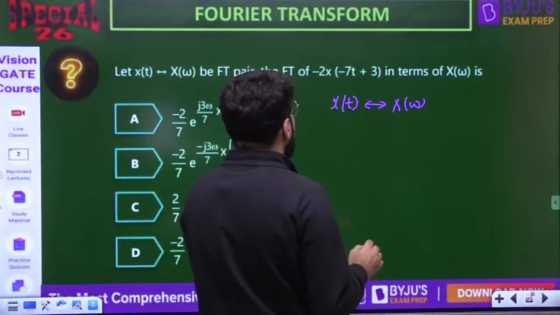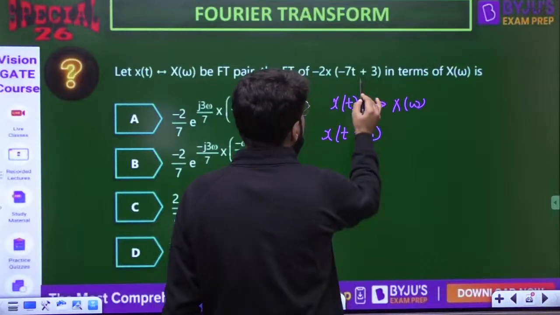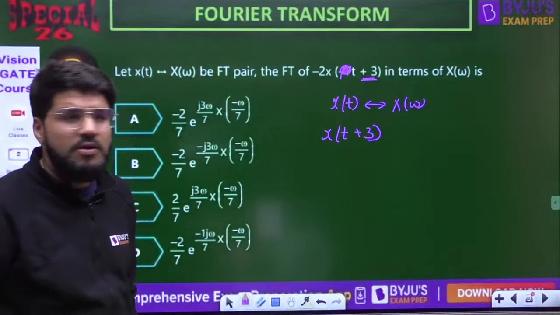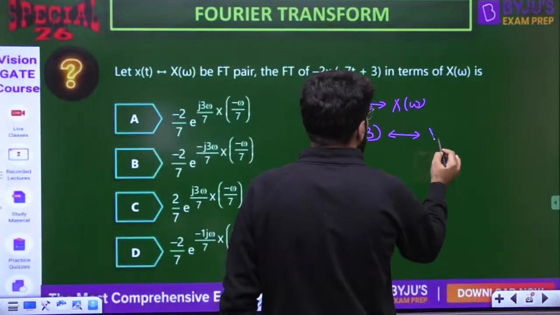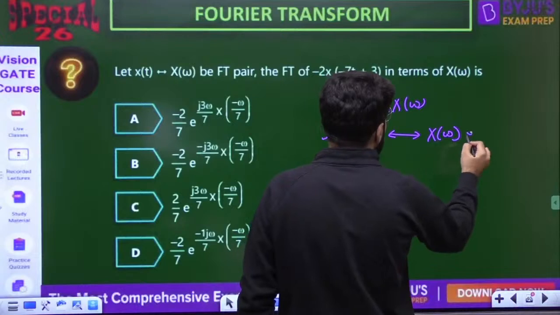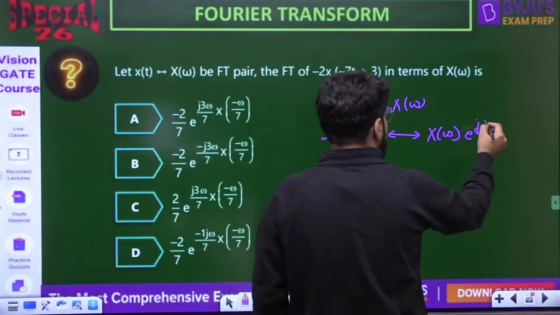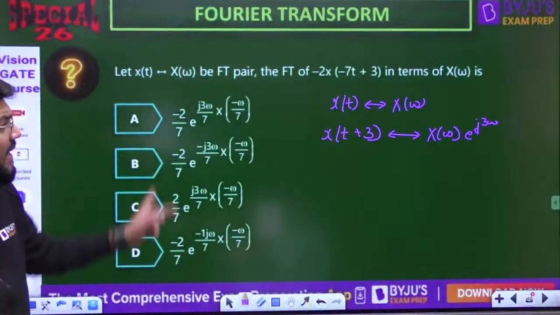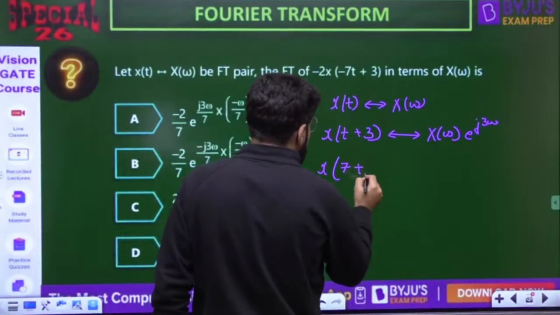So first, let us talk about the shifting. Same thing, x(t+3). How much is the shifting? Plus 3. When you are shifting, forget the coefficient of t. So x(t+3), that is the time shift property. Exponential term, phase term: X(omega) e^(+j3omega). Here it is plus 3, so here also plus 3 omega. Now go for x(7t+3), one by one.